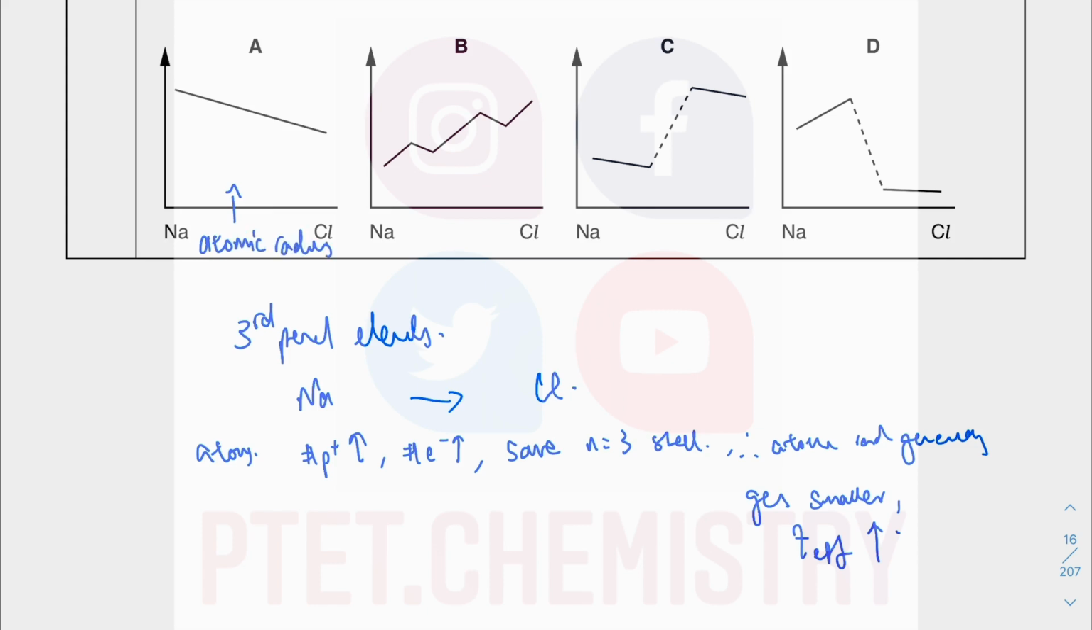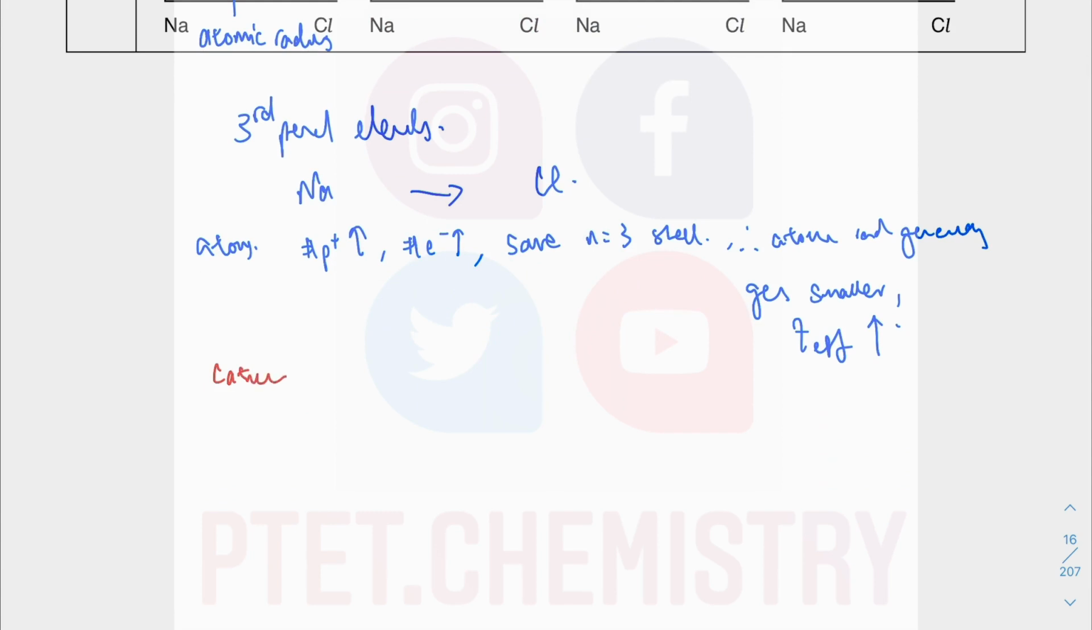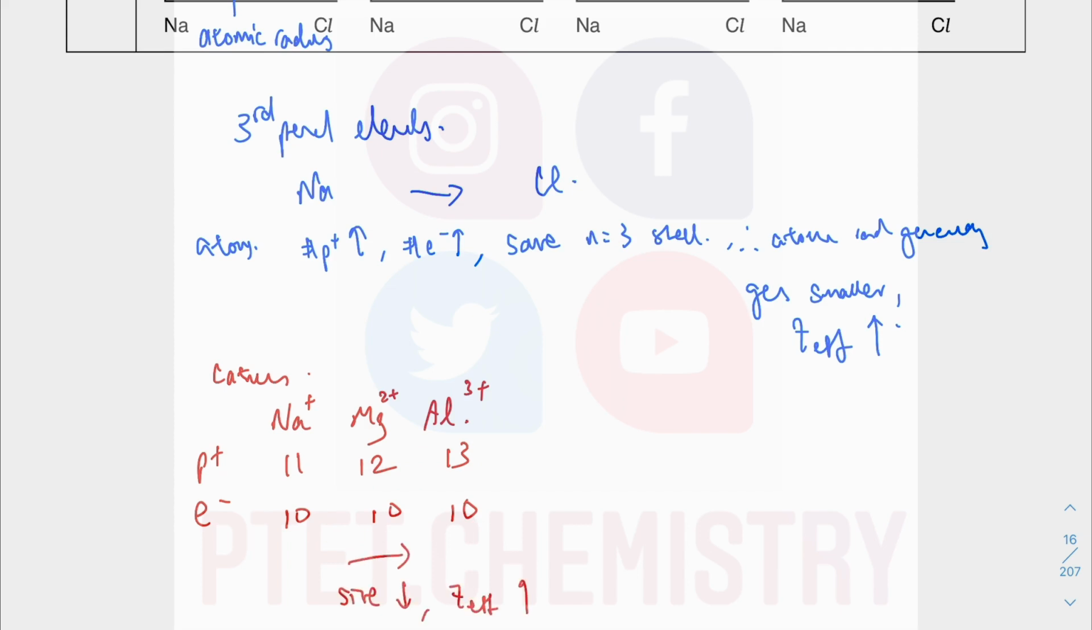Okay, the ionic radius, however, will look somewhere like this and then like that. So the anions are bigger than the atom, the cations are smaller than the atoms. When you think about the cations, such as Na, Mg, and aluminium, they're going to look like that, and you can also think about the number of protons and the number of electrons: 11, 12, 13, 10, 10, and 10. So you have the same number of electrons, but your number of protons continuously increases, so your nuclear charge increases. Obviously your size is going to decrease because your Z effective will be higher.